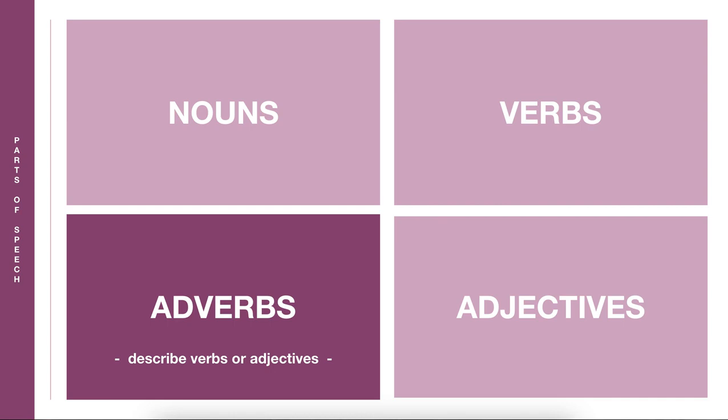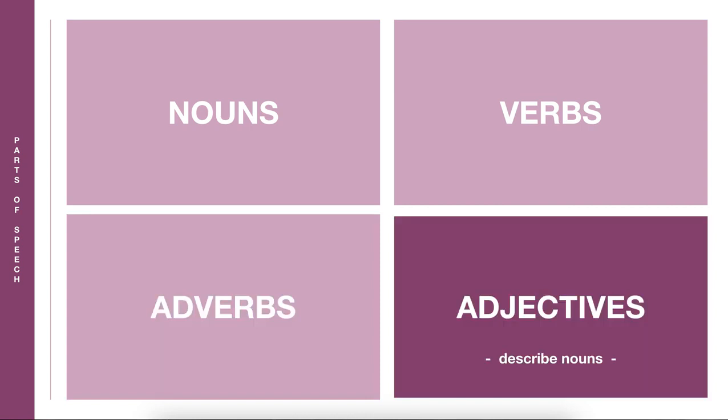Next up, we have adverbs, and adverbs are words that describe verbs, so they describe how something is being done. And then finally, we have adjectives, which are words that describe nouns. So they describe what something or someone is like.